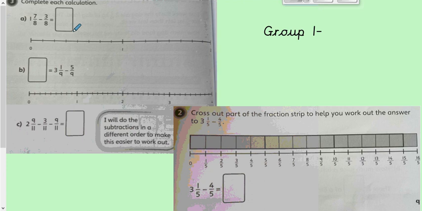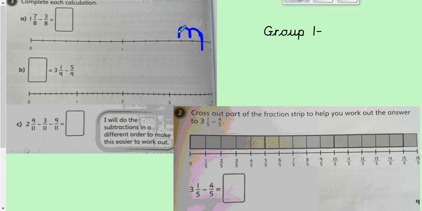The second part of group 1, so complete these calculations. 1 7/8 take away 3/8. So 1, 1, 2, 3, 4, 5, 6, 7. So this is 1 7/8 if we were to highlight all of this, and then we need to take away 3/8. So I'm going to count backwards like a number line.